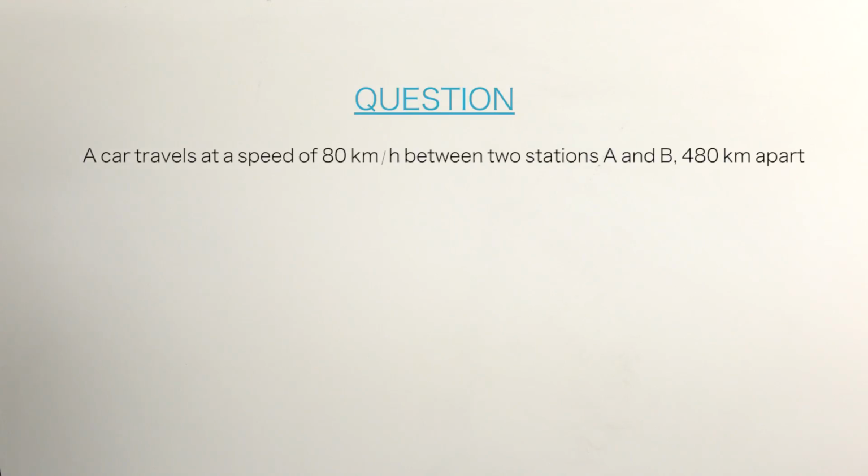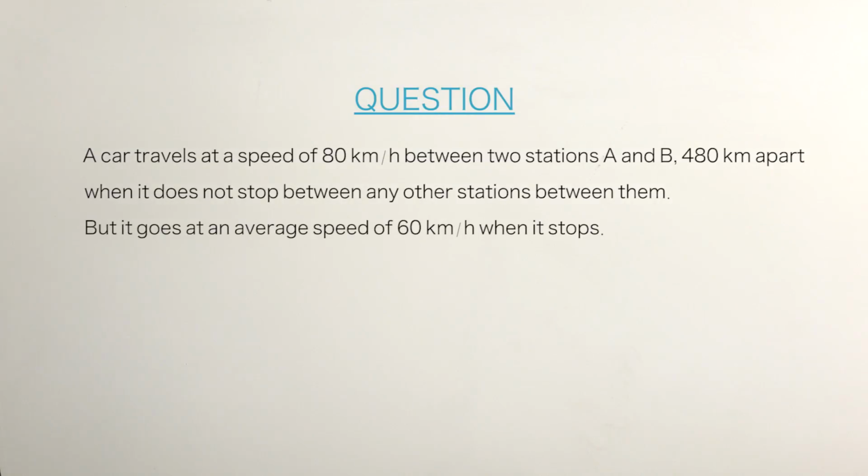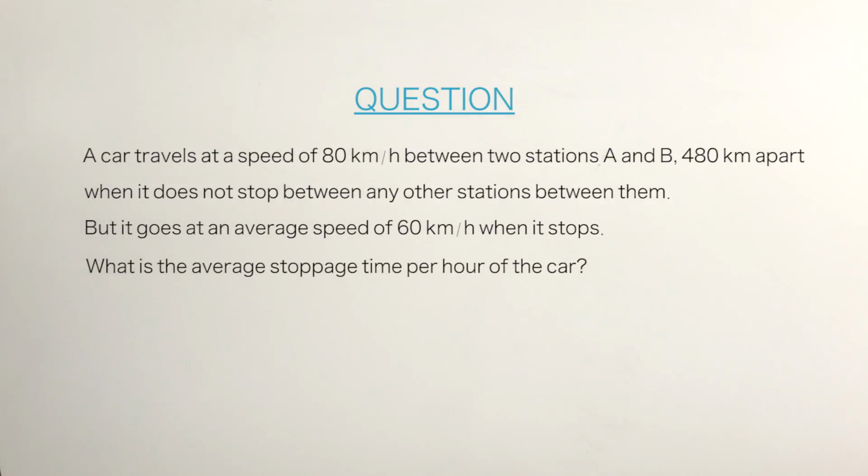So let me read out the question. A car travels at a speed of 80 kmph between two stations A and B, 480 kilometers apart, when it doesn't stop between any other stations between them, but it goes at an average speed of 60 kmph when it stops. What is the average stoppage time of the car per hour?